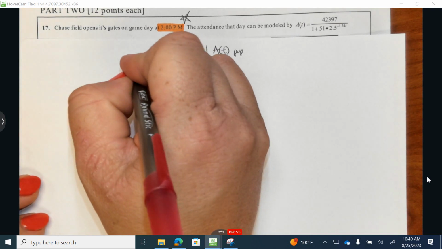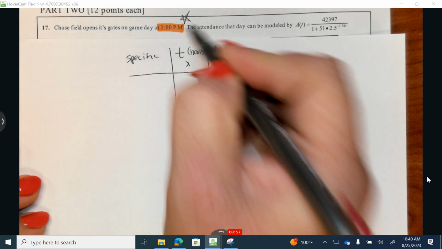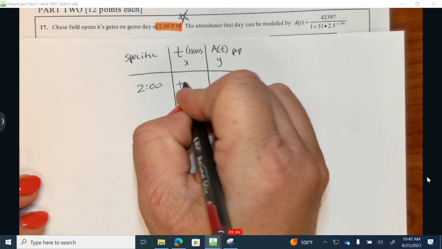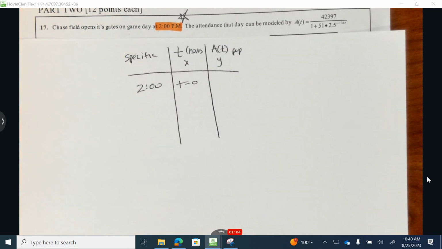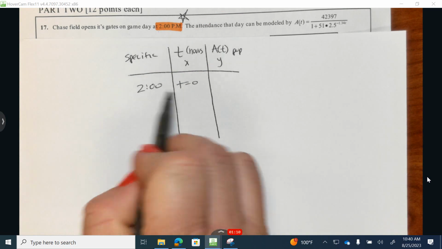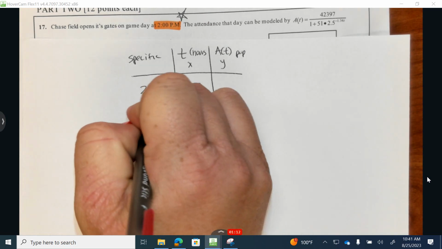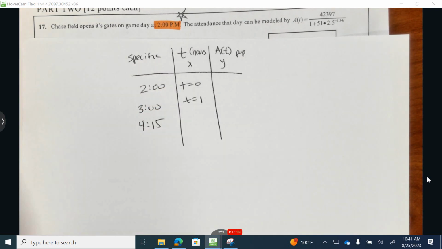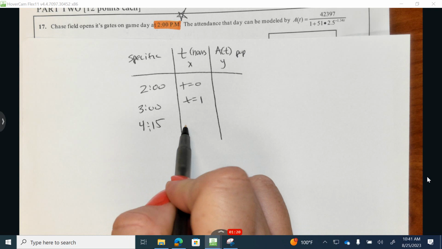Okay, and here it's a specific time that we are provided. So 2 p.m. is when the doors open. We're going to call that T sub 0. And at this time, all I'm going to do is practice reviewing what T's mean in terms of a specific time I'm given. If I give you 3 o'clock, that would be 1. If I give you 4:15, how do we translate 4:15 into T values?